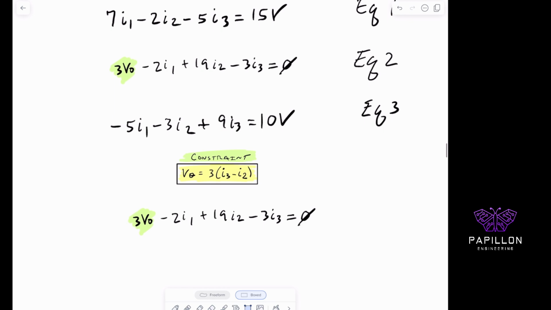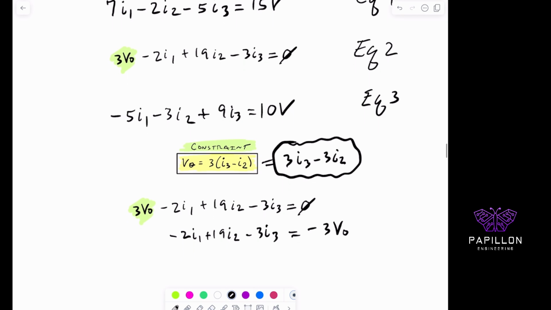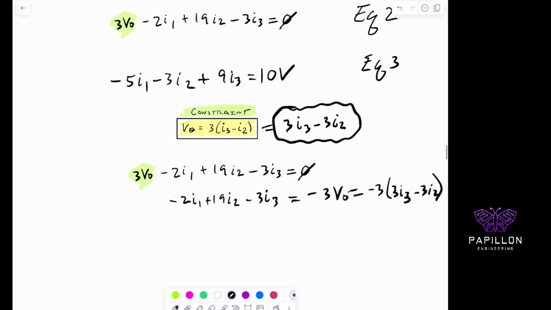Now that we have that understanding, we're going to try to clean this up. I should have moved the 3V naught over to make it a little more ideal, but we'll just roll with it. This is technically how we should have left it. In this case, we could also write this as 3I3 minus 3I2. So now we can replace this with minus 3 times (3I3 minus 3I2) and distribute that out.